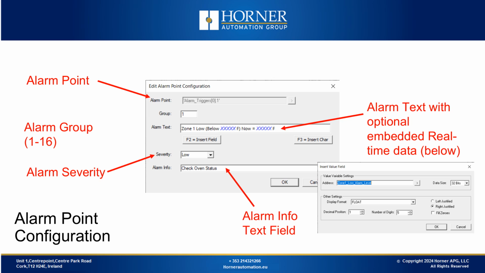As you double-click on an individual alarm point or an alarm message from the list, you have the ability to type in your alarm text, which can either be plain text or with Canvas real-time data fields. We have also added a severity field and an alarm info text field. These are optional to fill in and can be used to provide extra information to the operator that appears along with the alarm text message. So these are some enhancements to the configuration for each individual alarm point for Canvas.